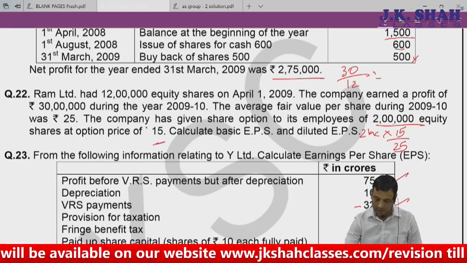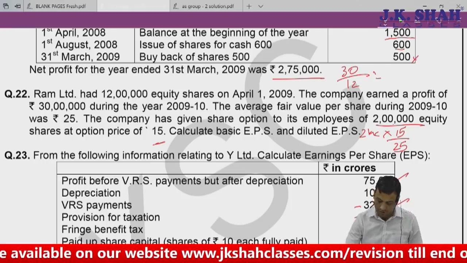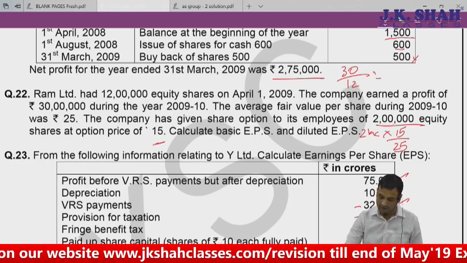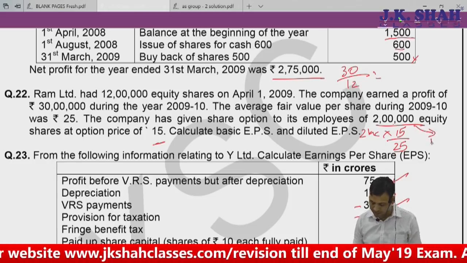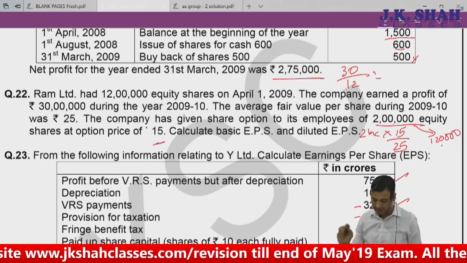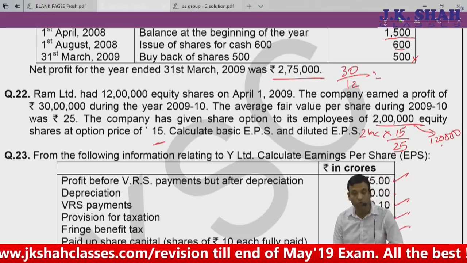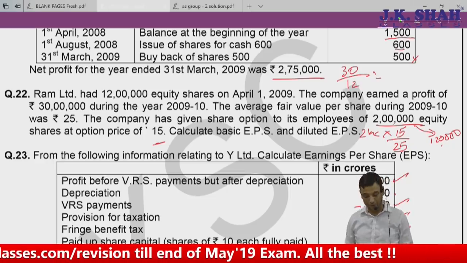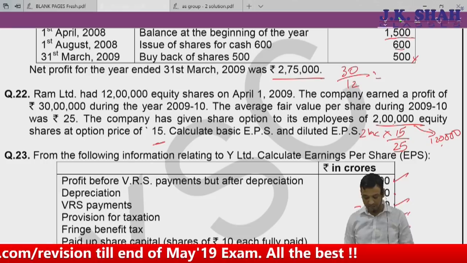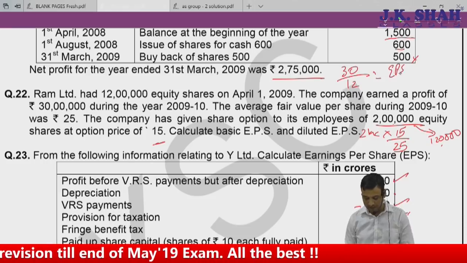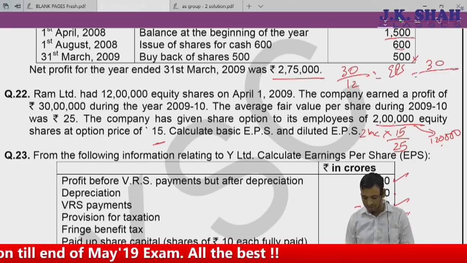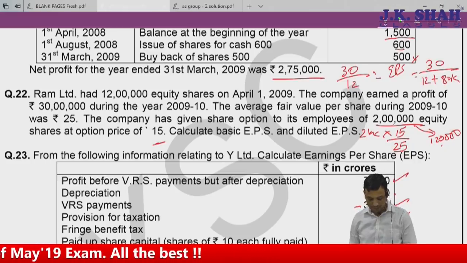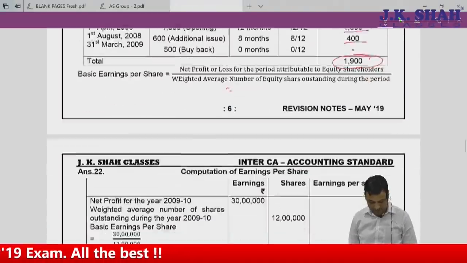So 2 lakh into 15 divided by 25, I could have issued 1,20,000 shares only. I had to issue only 1,20,000 shares, but I'm issuing 2 lakhs. Means can I say 80,000 shares are dilutive? They are potential equity shares. So my denominator will be, for EPS this, for DEPS 30 divided by 12 plus 80,000. Yeah, the solution has been done in a better way here.